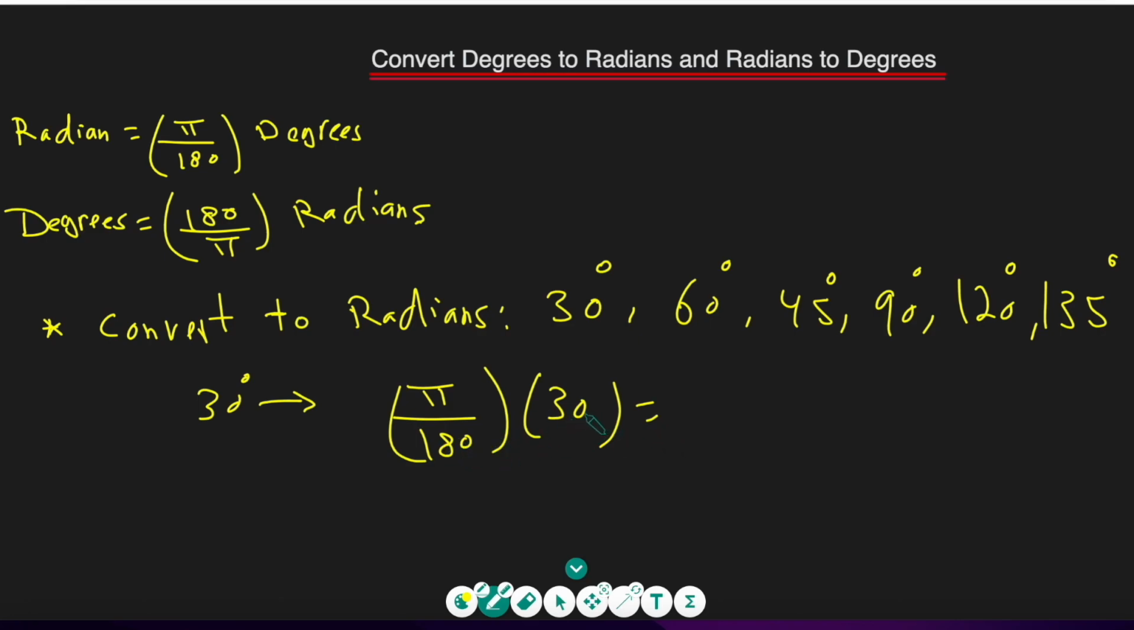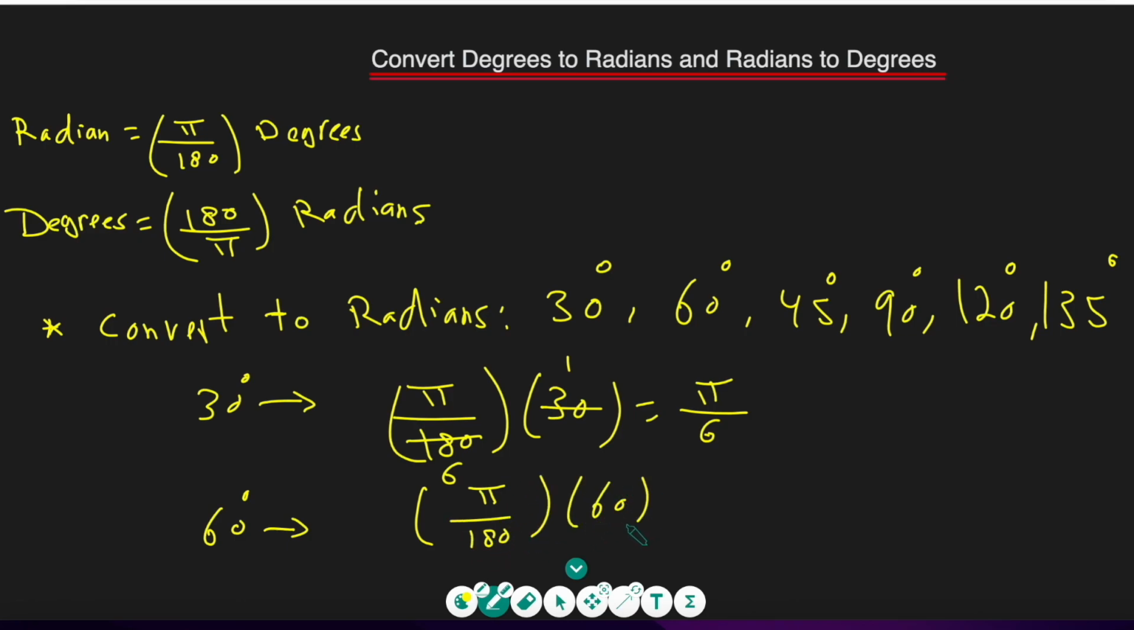And now if we reduce this, 30 has 1 in 30, and 180 has 6. So this is pi over 6. If I do 60 degrees, I just do pi over 180 times 60 and reduce. 180 has 3 60s in it, 60 has 1, so pi times 1 is pi over 3. This will be pi over 6. This will be pi over 3.